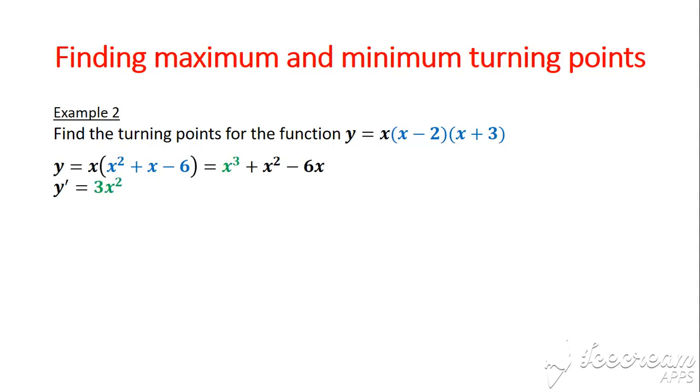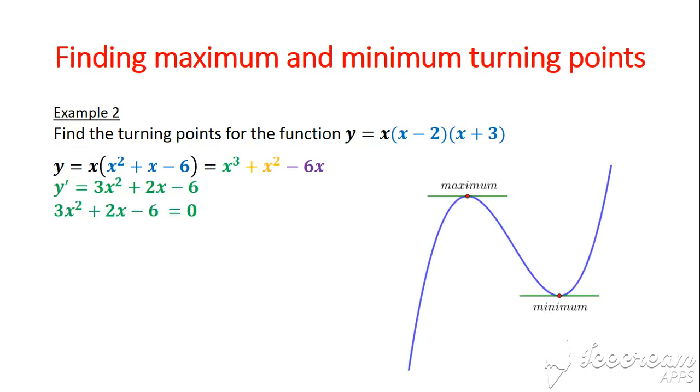Right, let's differentiate. So the x cubed, the 3 comes out the front and drops to a power of 2. Let's differentiate the x squared. That 2 comes out the front and drops to a power of 1. And the minus 6x differentiates to minus 6. So this is our gradient rule. y dash is equal to 3x squared plus 2x minus 6.